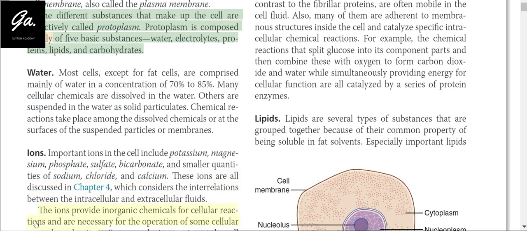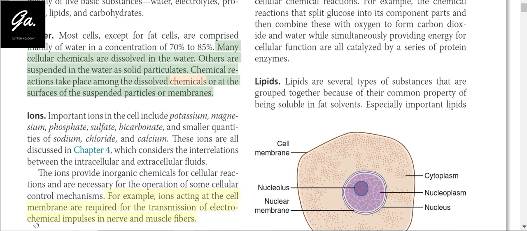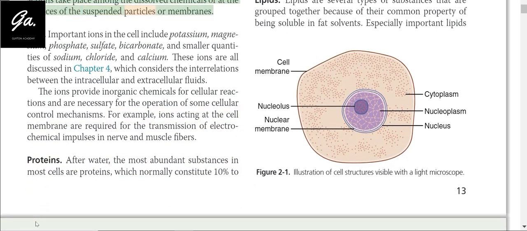Protoplasm is composed mainly of 5 basic substances: water, electrolytes, proteins, lipids, and carbohydrates. Water. Most cells, except for fat cells, are comprised mainly of water in a concentration of 70% to 85%. Many cellular chemicals are dissolved in the water. Others are suspended in the water as solid particulates. Chemical reactions take place among the dissolved chemicals or at the surfaces of the suspended particles or membranes.